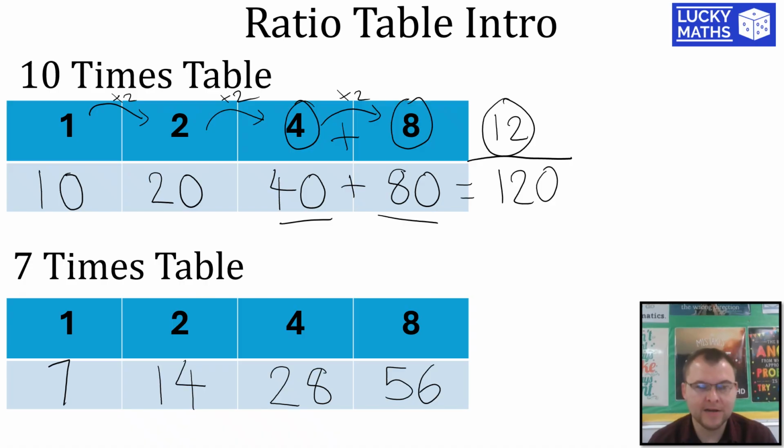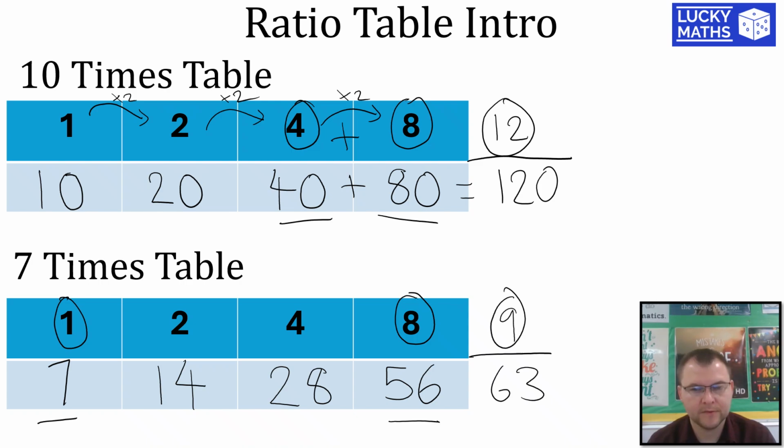Now let's say we're trying to get 9 7s. So you can take the 8 lots of 7 and add it to the 1 lot of 7. Just going to underline the numbers that I'm interested in. So 9 lots of 7 is therefore 63. Now, of course, you might say, but there are times tables I already know, and that's fine. So what if we went to a times table that you didn't know?